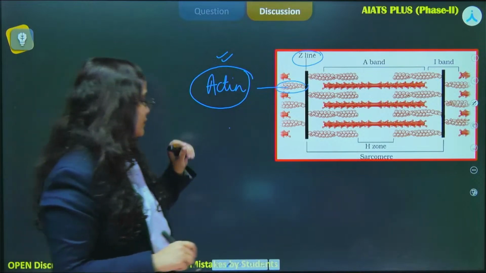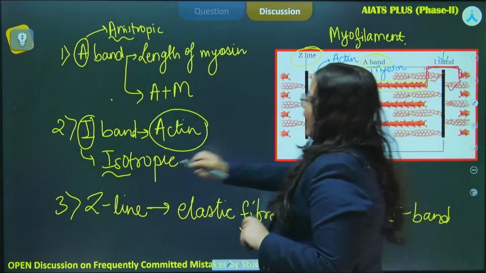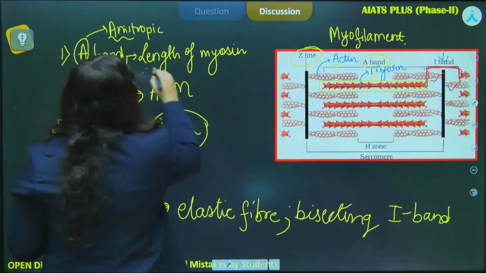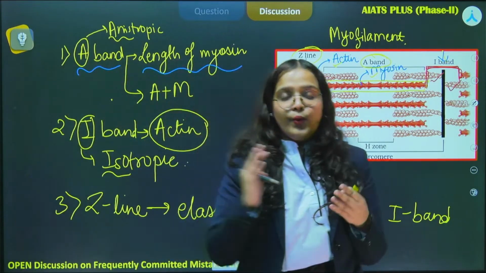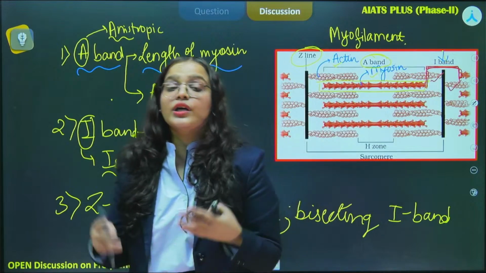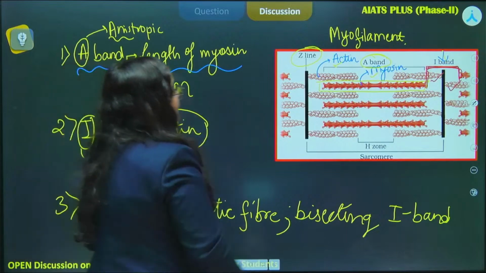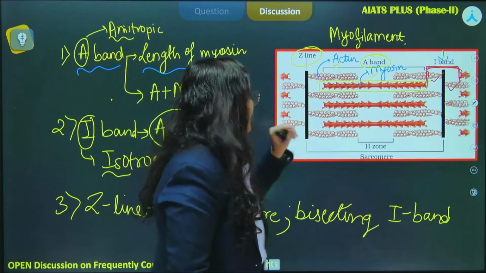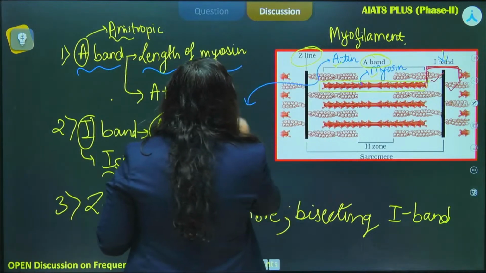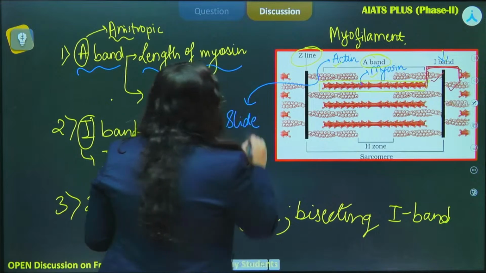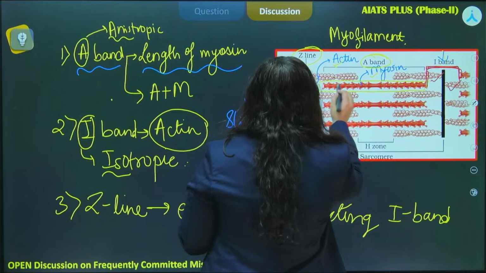All right. Further, as we discussed in the previous slide, that our A band represents the length of myosin, and this is why we say that when sliding occurs or contraction occurs, then the length of myosin will not change, because when contraction occurs, the thin band will slide over the thick filament.